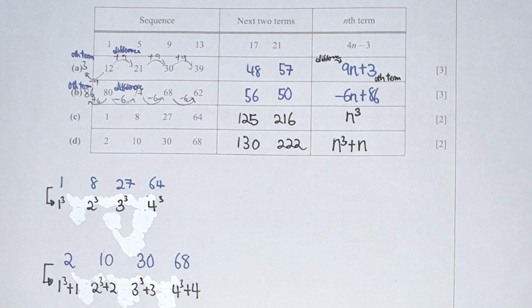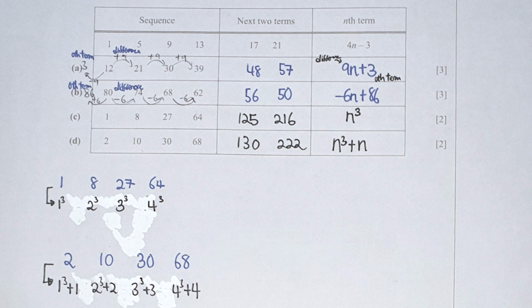Part C, this one is actually n to the power of 3. So I listed down the reason and supporting information over there at the bottom. So 1 cubed equals 1, 2 cubed equals 8, 3 cubed equals 27, and 4 cubed equals 64. Hence your nth term is n cubed, and the next two terms will be 125 and 216.